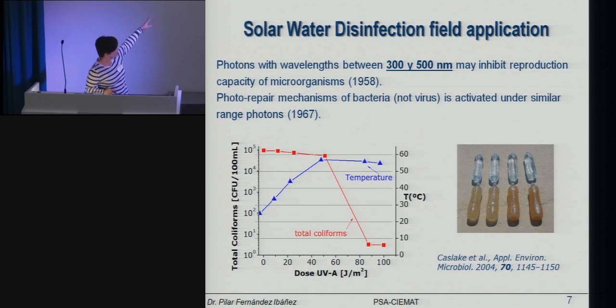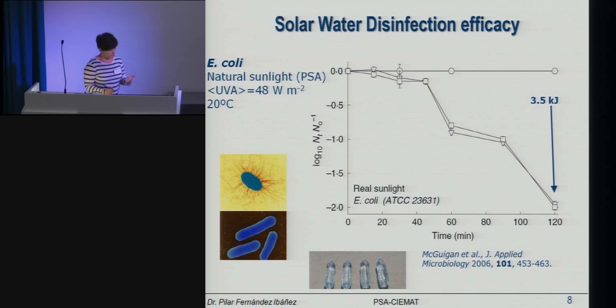The water temperature increases from 20 to 55, and the total coliforms can decrease in a few hours by maybe 6 logs, 8 logs, depending on the initial concentration. This is the evidence in the field. So what Ana Maria said this morning is that we are all conscious that E. coli can be disinfected. So this was one of the control studies.